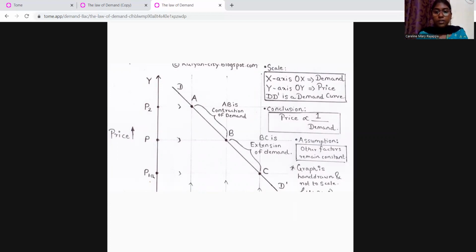At the price P1, the demand is C, which means at a very low price the demand is very high. As the price keeps on increasing, the demand keeps on decreasing. At the highest price of P2, the demand is very much less. The A to B distance represents the contraction of demand, which means the demand is very low. The B to C distance represents a very high demand, which is the extension of demand. As the price is less, the demand is more. So D and D dash is the demand curve, and we can conclude that price is inversely proportional to demand.